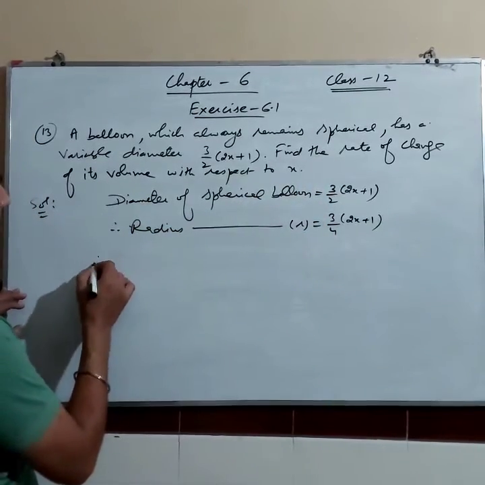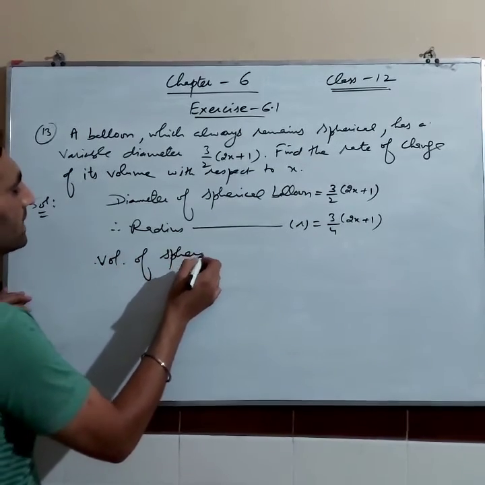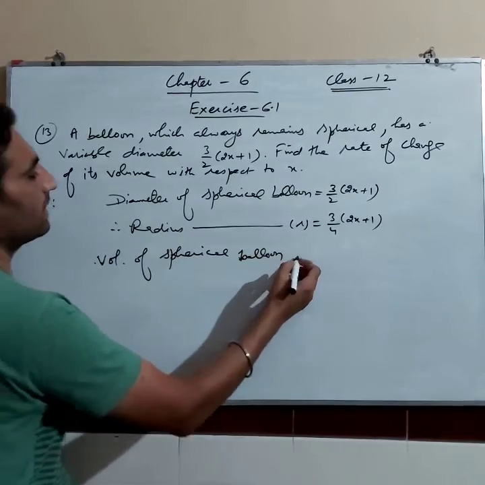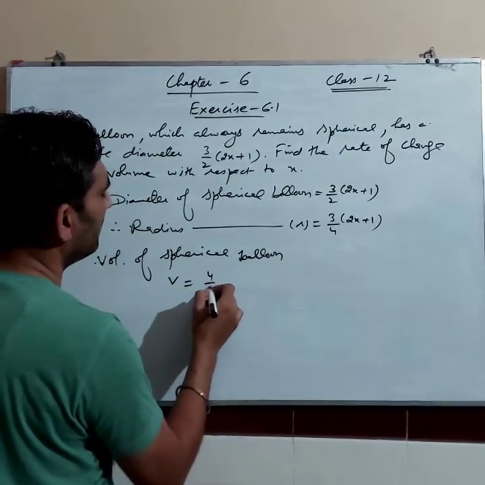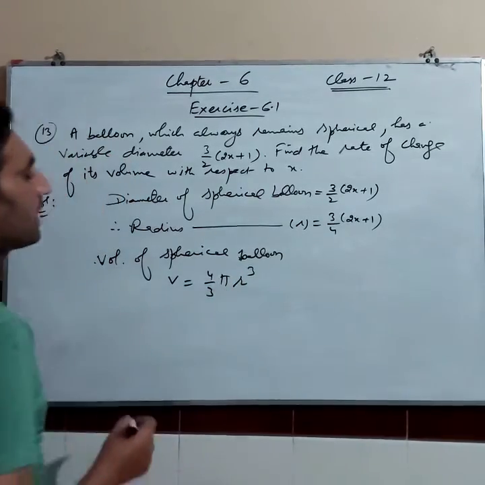Then you have to find the rate of change of its volume with respect to x. So what is the volume of a spherical balloon? Yes, it is V equal to 4 over 3 pi radius cube, which is r cube.